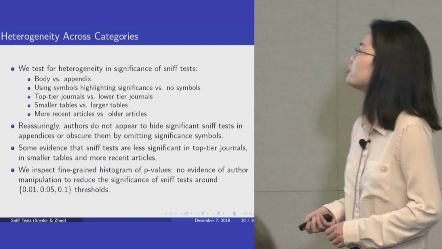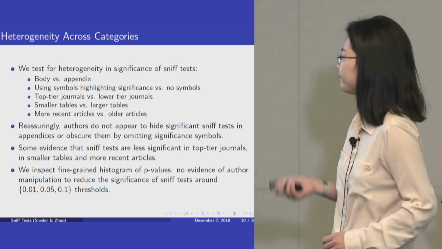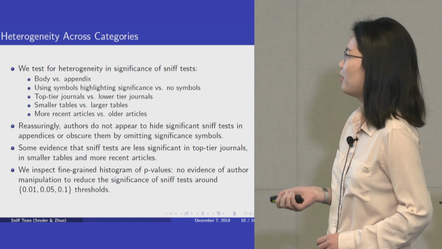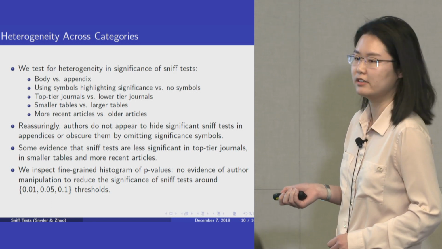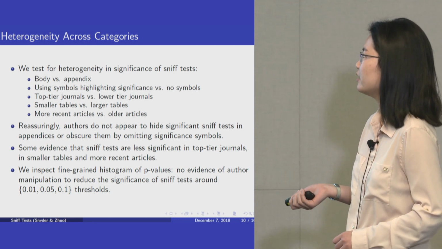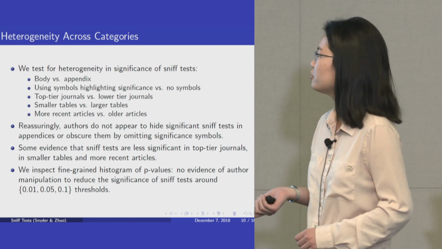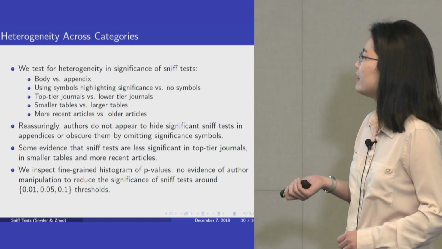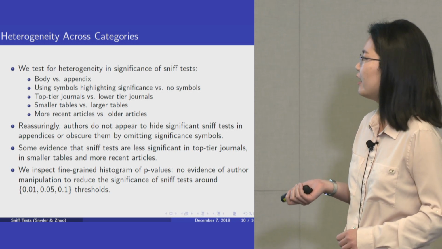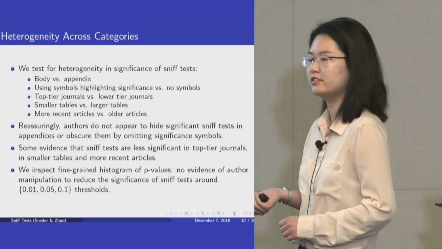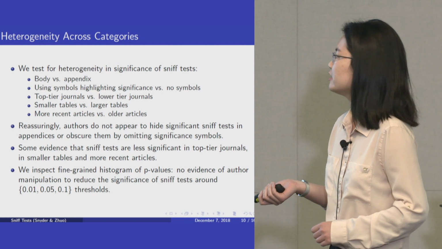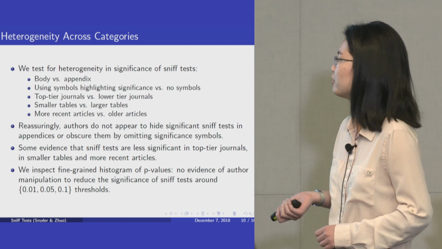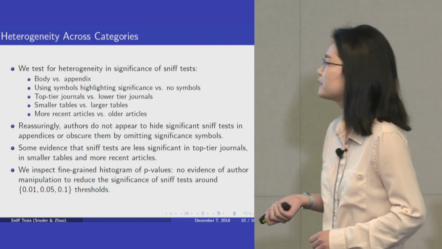We then test the heterogeneity across categories, such as body versus appendix, whether the test uses symbols to highlight significance versus no symbols, top journals versus lower tier journals, etc. And reassuringly, we find that the authors do not appear to hide significant test statistics in appendixes or obscure them by omitting significant symbols.